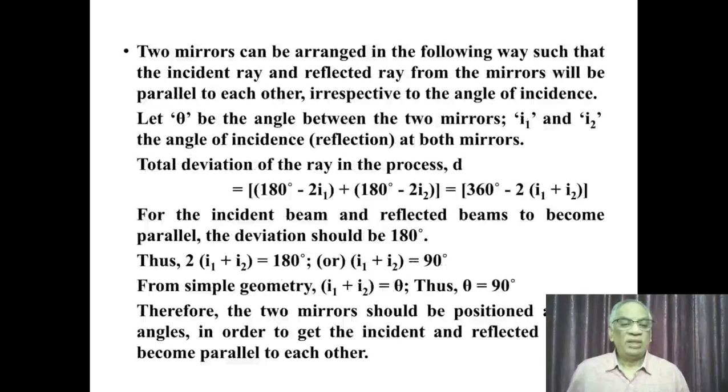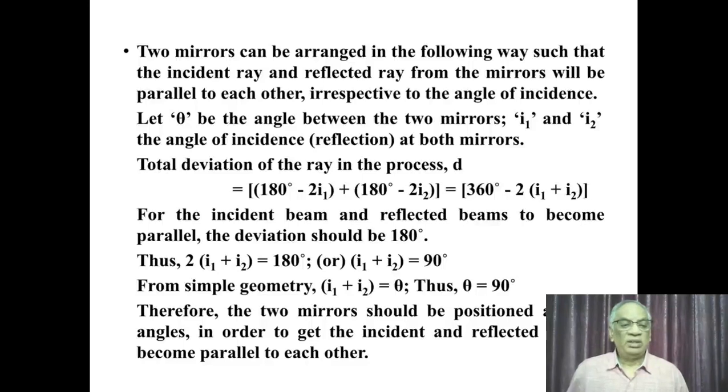Now two mirrors can be arranged in a way such that the incident ray and reflected ray become parallel to each other irrespective of the angle of incidence. So whatever angle it comes, the first incident ray and the last reflected ray from the two mirrors placed at an angle will be parallel. The condition for that we want to see. Let theta be the angle between the two mirrors. I1 and I2 the angle of incidence or reflection at both the mirrors.